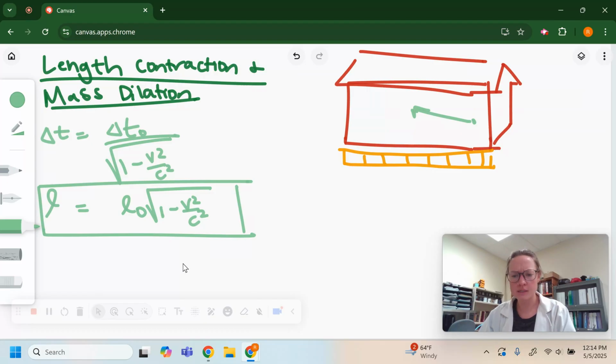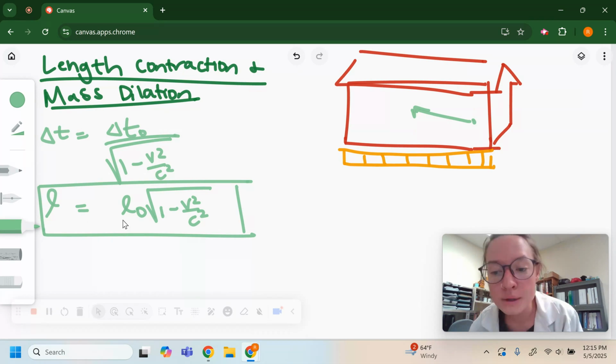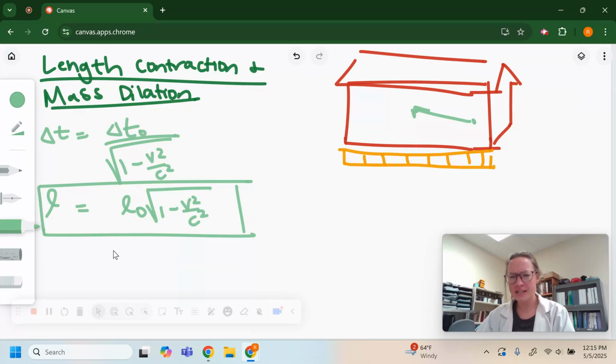Well, c squared over c squared gives you 1, and 1 minus 1 is 0, and the square root of 0 is 0. So the light would say that the length of the barn is 0. So the light says, yeah, of course it takes me no time to get from here to there. There is no such thing as here and there. There's only here, and here is everywhere.